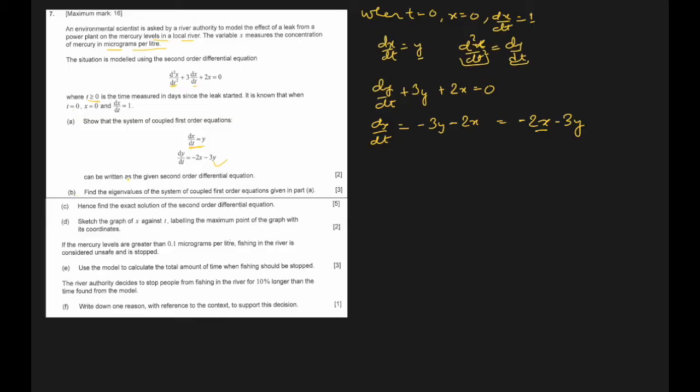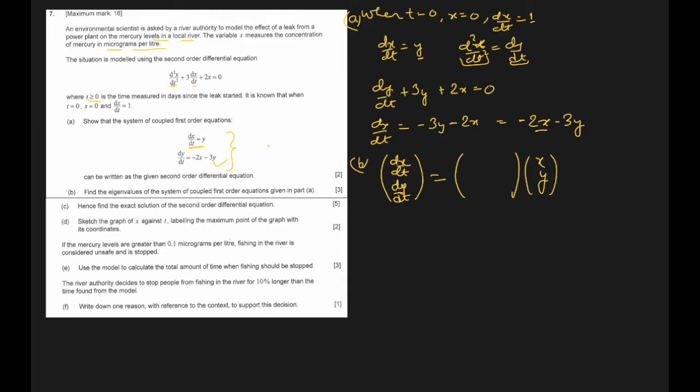B part. This is A. Find the eigenvalues of the system of the coupled first order equations given in part A. So we need to know eigenvalues. Let's convert these two equations into a matrix first. So dx over dt and dy over dt will be equal to a matrix multiplied by x and y.